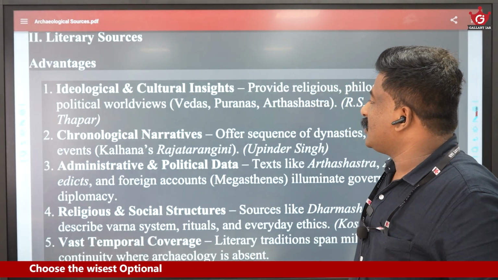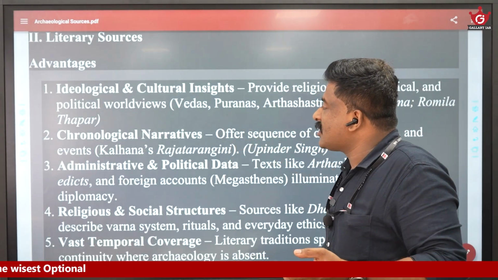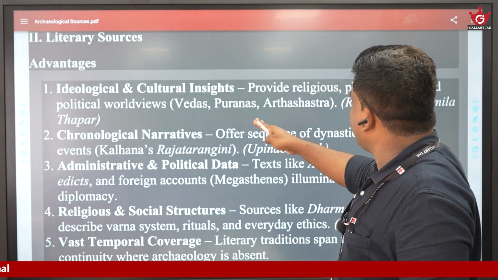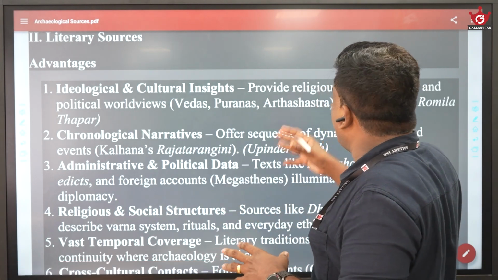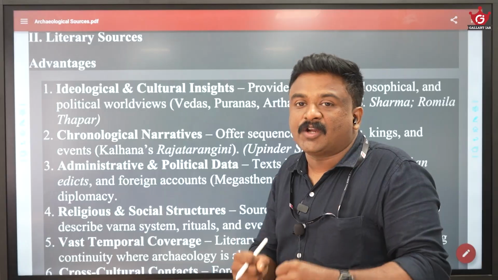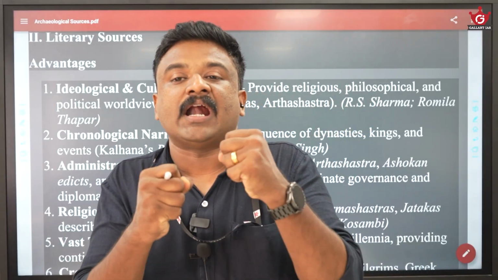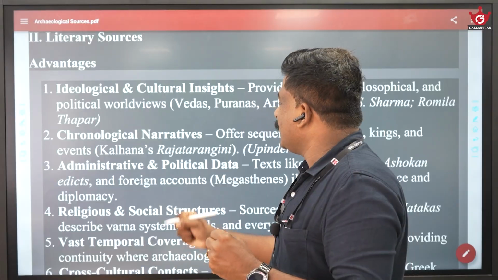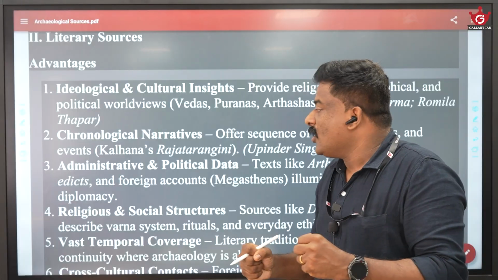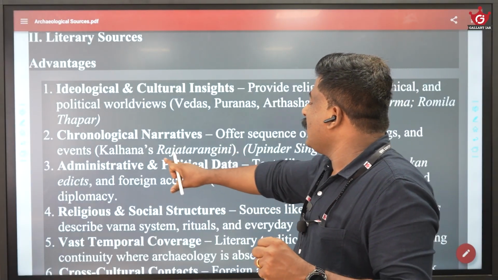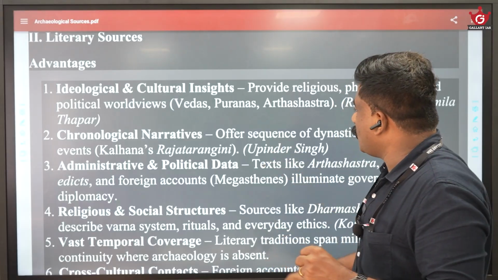Literary sources, advantages: ideological and cultural insights. Most of the literary sources like the Vedas, Puranas, Arthashastra, Indica, or Si-Yu-Ki all provide religious, economic, social, political and administrative history. Then chronological narratives. They offer sequences of dynasties, kings, or events, for example Kalhana's Rajatarangini, according to Upinder Singh.